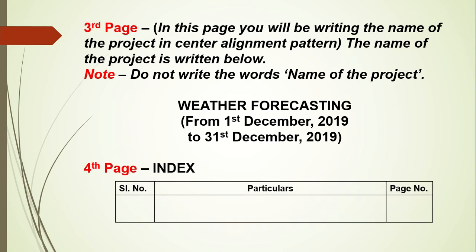Now on the fourth page, you will be doing your index, which will only contain the serial number, the particulars and the page number. Note that there should be no teacher sign column separately, only serial number, particulars and page number.